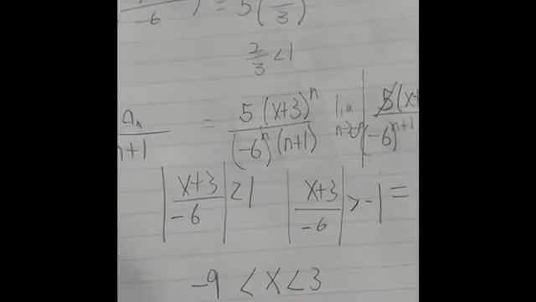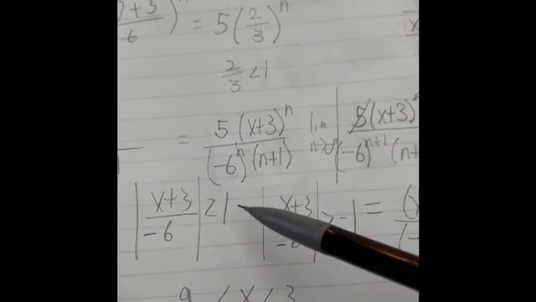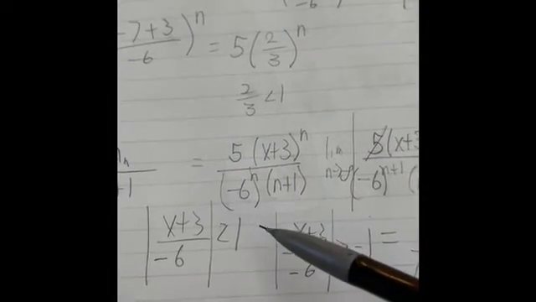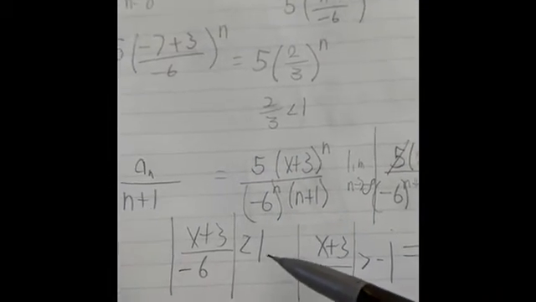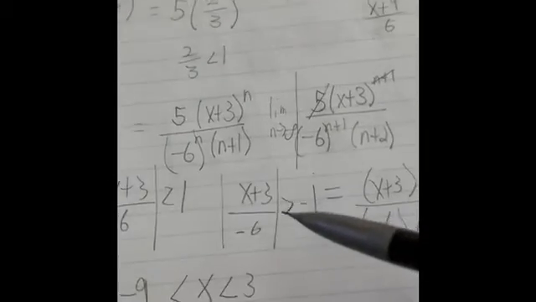Those should be negative signs right there: the absolute value of x plus 3 over negative 6 is less than 1. Then basically if you cross over negative 6, it will become negative 6, flip the sign, and then minus 3. That will then become negative 9 over here. Go over negative 6, it'll become positive 6. Then flip the sign, minus 3, that'll become 3.